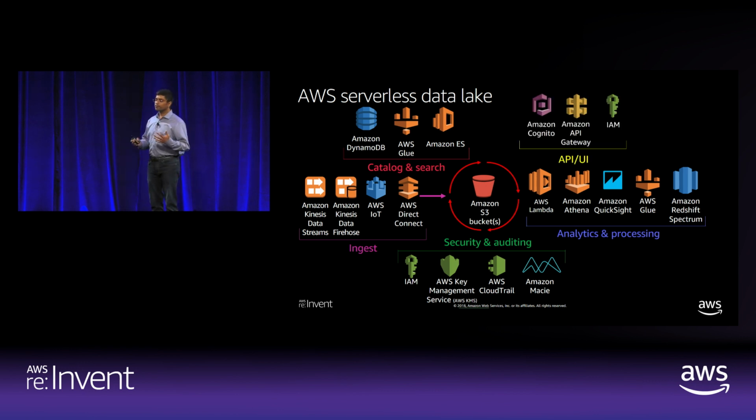Now that you have your results from your data lake, after your analysis, you might want to share that with your end users, and you can do that using the web or microservices patterns, API Gateway, Cognito, that Drew talked about in pattern one.